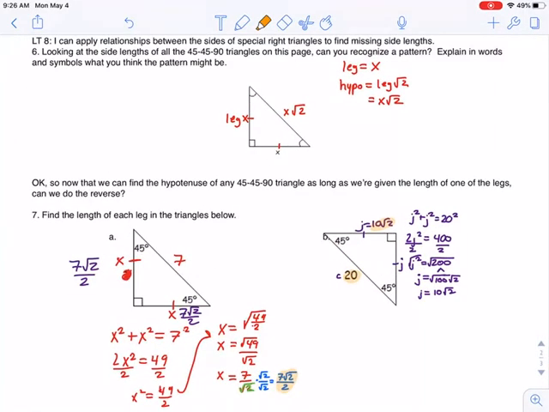Now, how does that relate to 20? So the other one we had 7 and 7 radical 2 over 2. This time we had 20 and 10 radical 2. A little bit more harder.